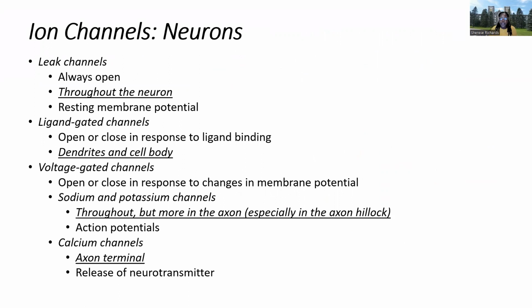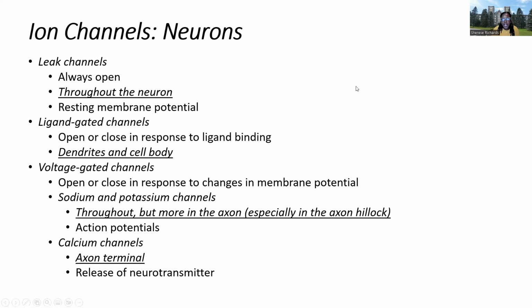We spoke about leak channels, always open throughout the membrane. In fact, these are the channels that we speak about when we talk about the relative permeabilities. So there are going to be more potassium leak channels, which allows potassium to move more freely than there are leak channels for sodium. And they're always going to be open. They're found throughout the neuron. And these are indirectly responsible for the resting membrane potential. Remember, the sodium-potassium pump is responsible for 20% of the resting membrane potential. And then the leak channels, because there are more potassium channels, which allows more potassium to leave than sodium can come in, are indirectly responsible for 80% of that resting membrane potential.